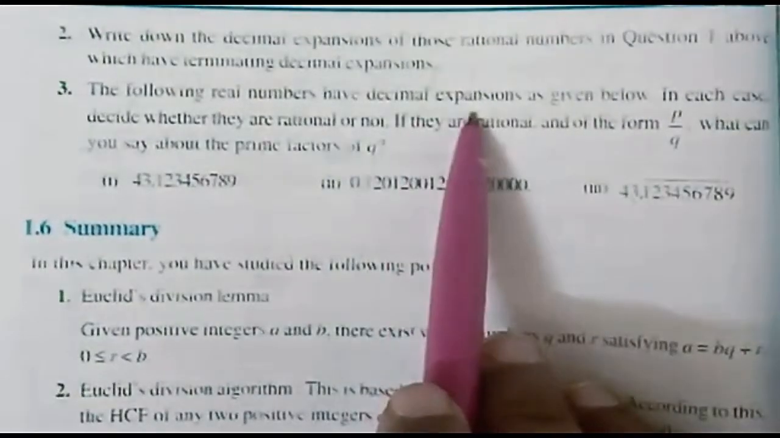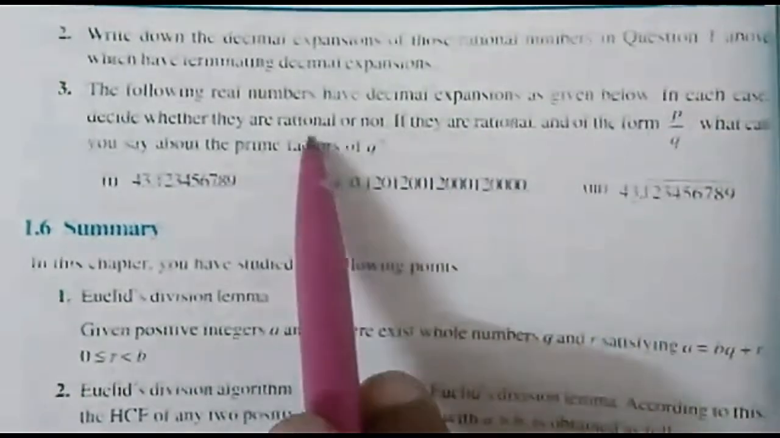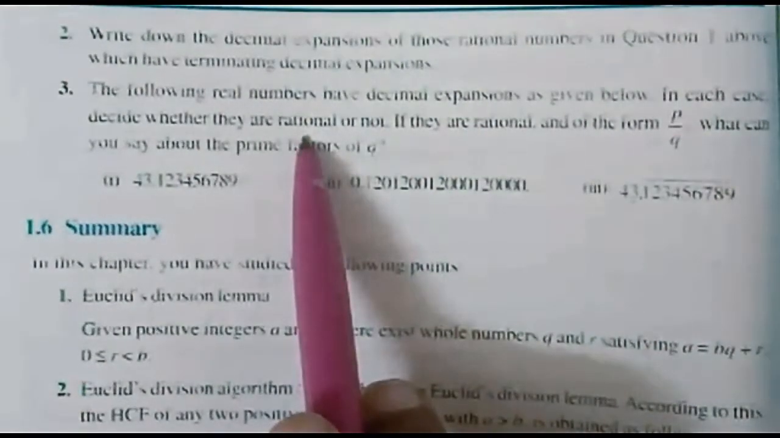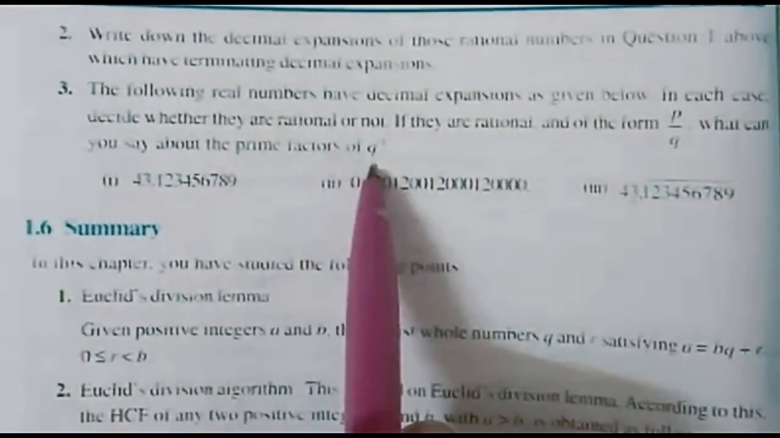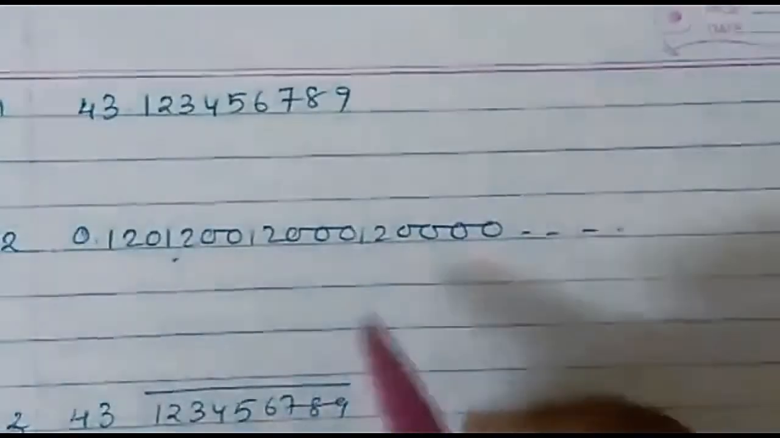Let us see our last question. These three numbers are given to you with their decimal expressions. In each case we need to decide whether they are rational or not. If they are rational and of the form p upon q, what can you say about the prime factors of q? So that means we have to decide about the denominator.